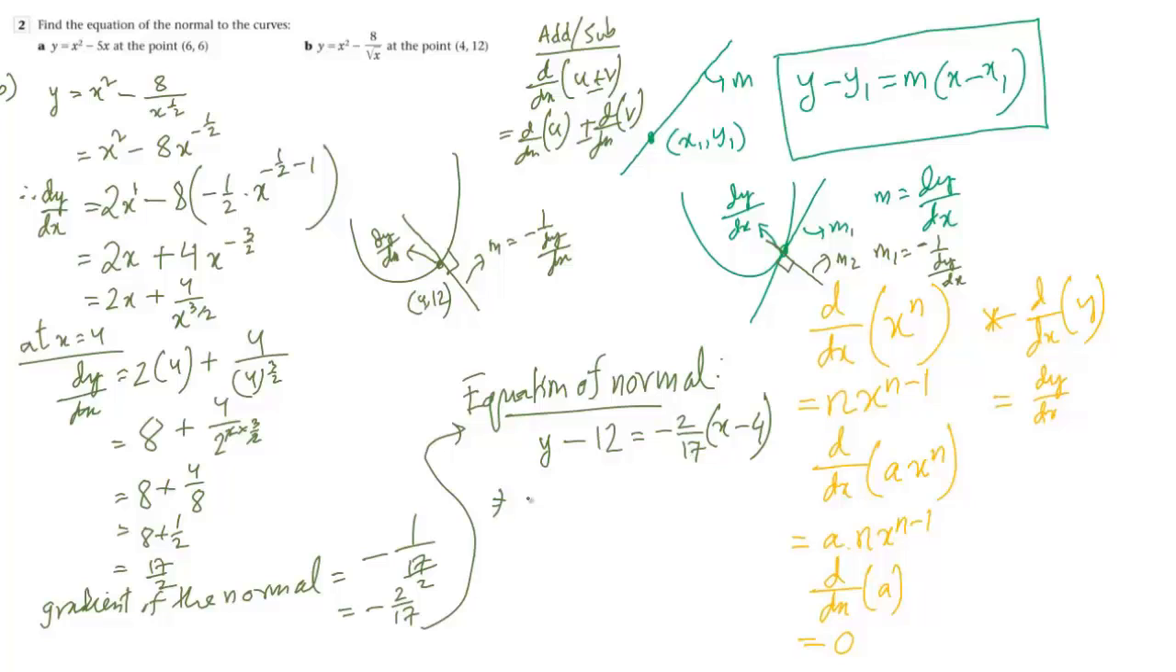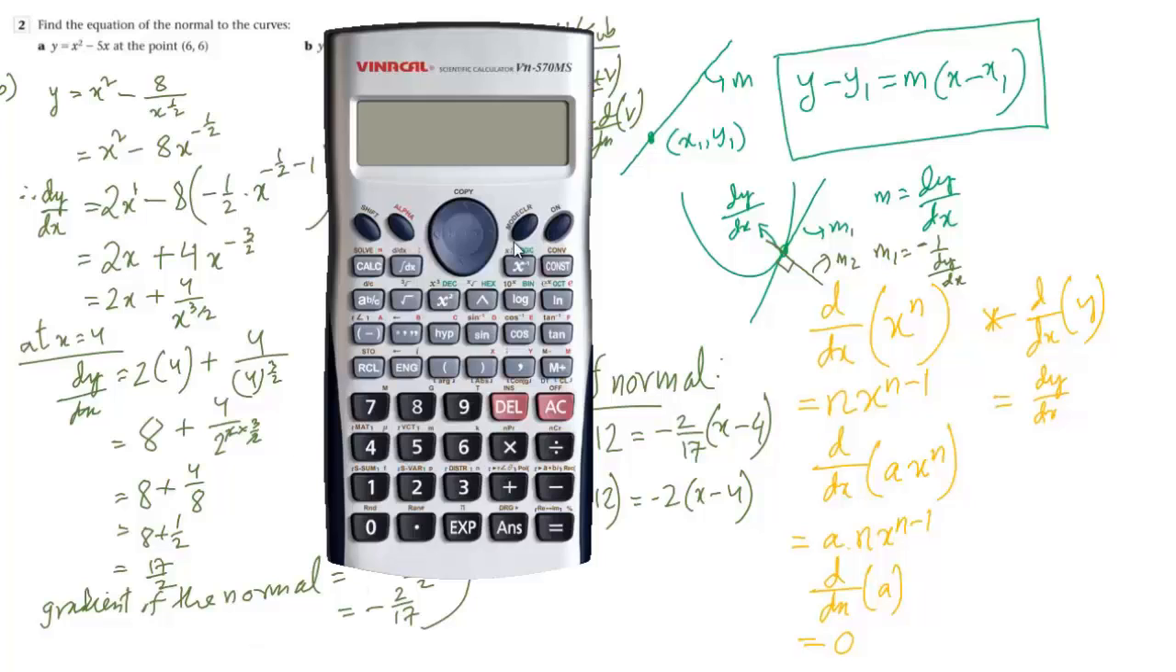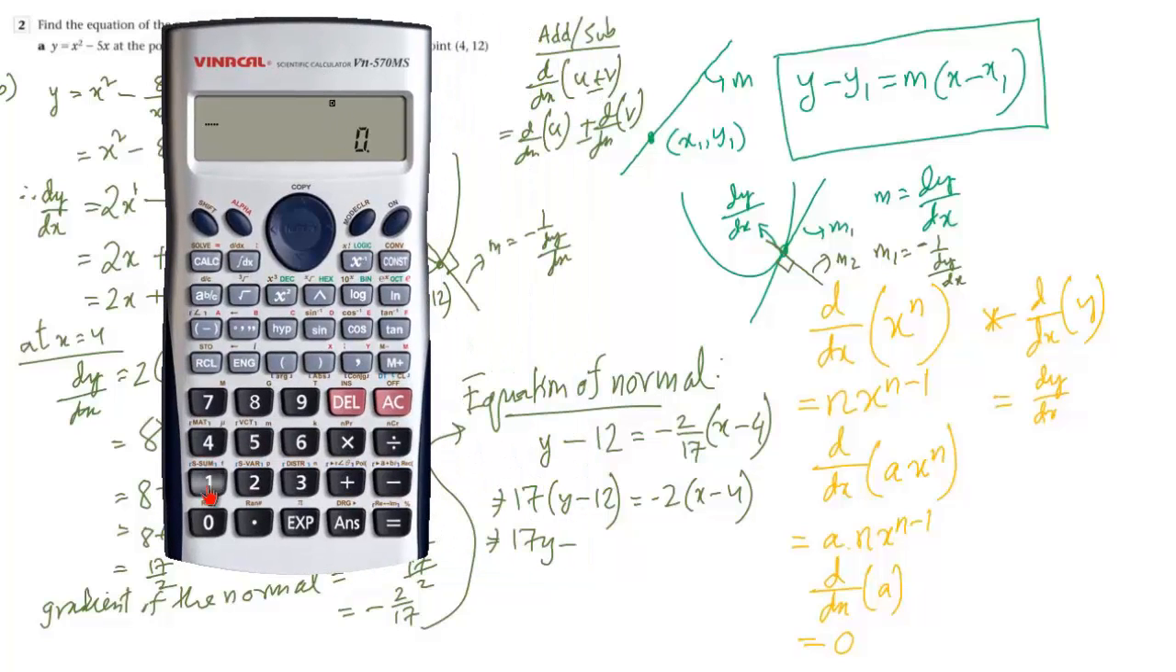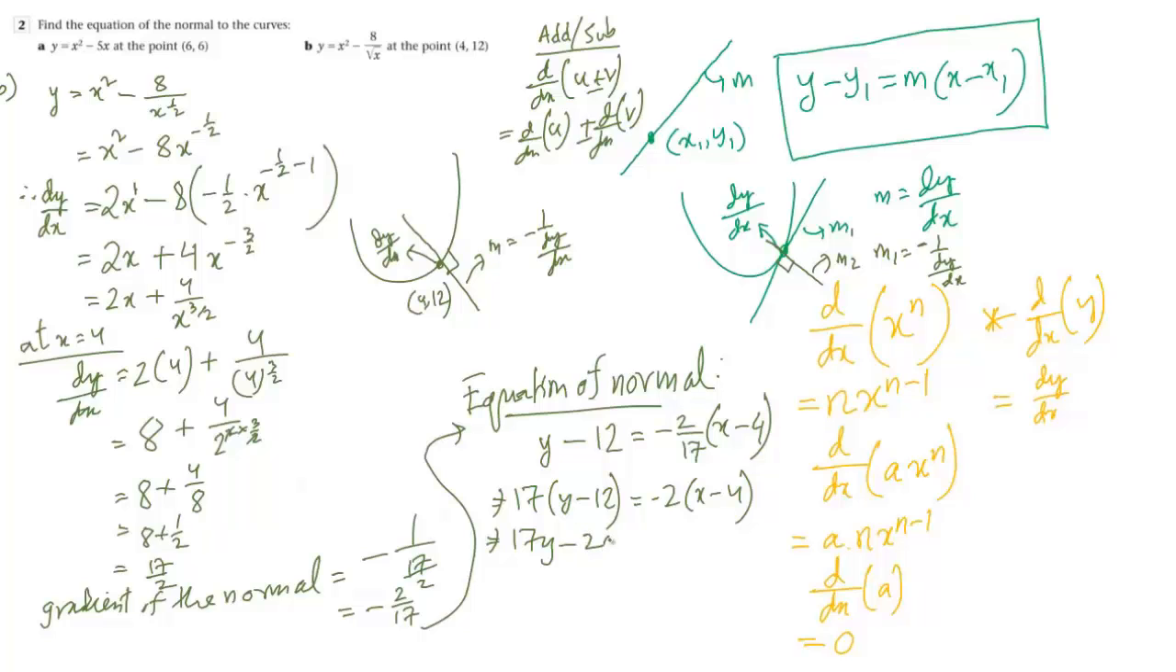Let's simplify this. Multiply the left hand side with 17. So 17 into y minus 12 equals minus 2 into x minus 4. So we have 17 into y minus, now 17 into 12, it's supposed to be 200 something. So let's do this: 17 into 12, and that is 204. So 17y minus 204 equals minus twice x plus 4 twos are 8. So we can keep it in simplest form. Otherwise, sometimes it is mentioned in what format your equation should be. Unless it is mentioned, just leave it in any form you want. That's not a problem.